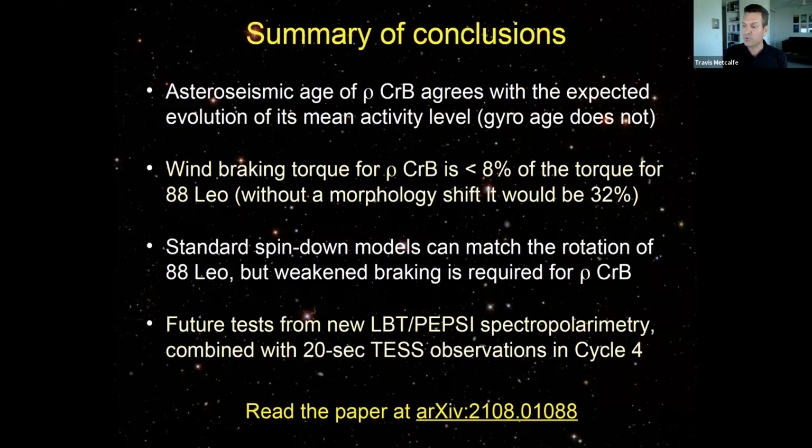But with those 20-second observations, we expect we can improve the signal to noise for Rocore Bohr, the asteroseismic detection, and hopefully get an asteroseismic detection in 88 Leo to confirm this general picture. So I'll just leave up my summary of conclusions and encourage you to read the paper that was posted on arXiv last night to get the full details. All right, and I'll take any questions.